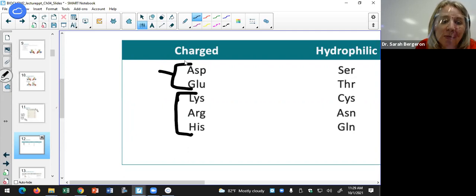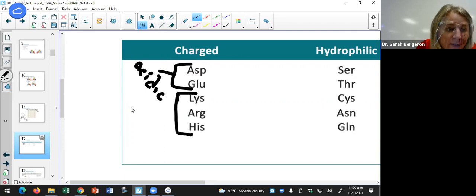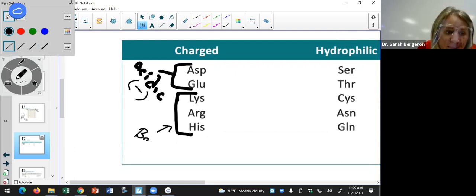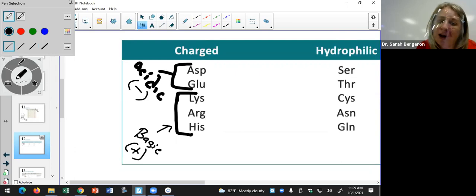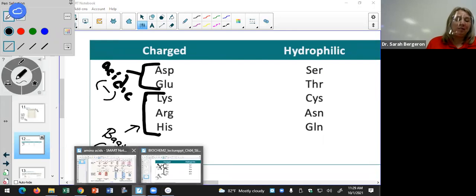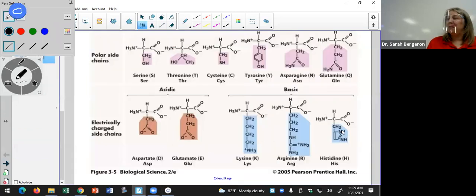You can group these as, what are my first two? Acidic. Acidic means it is negative. Lysine, arginine, histidine, what do we got? Basic, and they are positive. Okay. I like having one sheet where I can look at all of the properties of the amino acids together instead of having to flip through your book and all that kind of stuff.